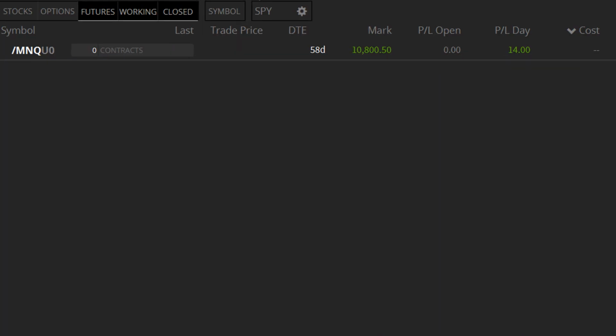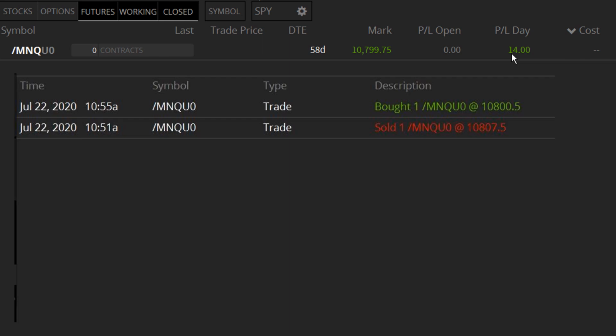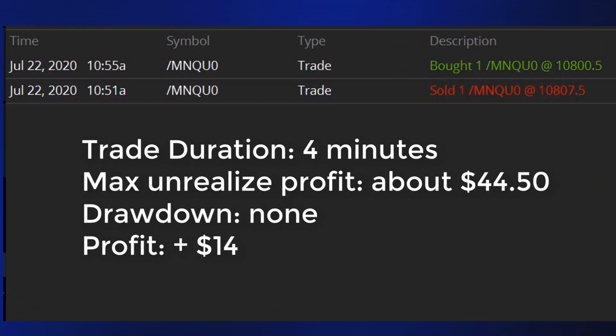And there you go. I was stopped out and had to settle for the $14. So we'll take a look at the final stats here and see how we did. I think I should have done a little better, but it is what it is. Trade duration, 4 minutes. Maximum unrealized profit was $44.50, I think. And I only got $14 of it. That's not great, but you don't win them all, you know.